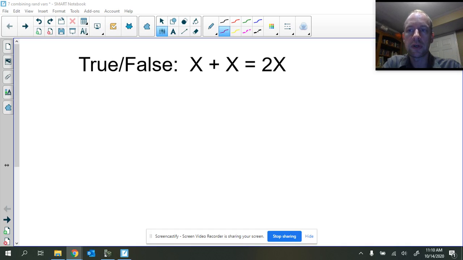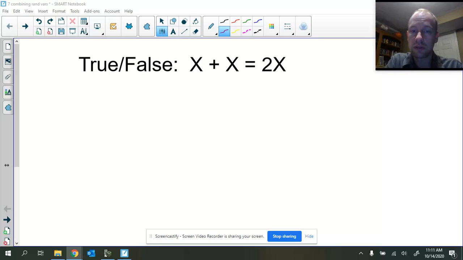Okay, part two of today's lesson is dedicated to the idea: is x plus x equal to 2x? And the algebra person in us is probably saying, well, duh, of course it is. But the statistician, of course, as usual, is saying, well, that depends. If you're talking about independent random variables, this is not true. We cannot add standard deviations and get a total standard deviation.